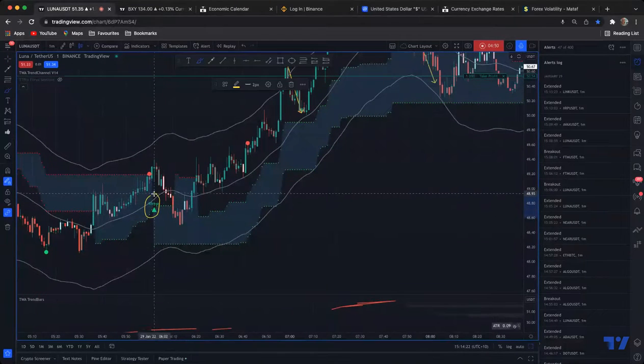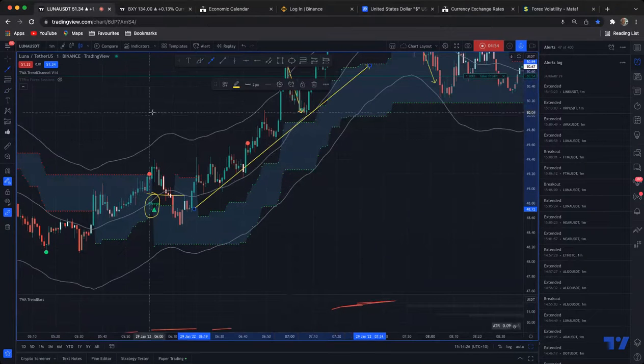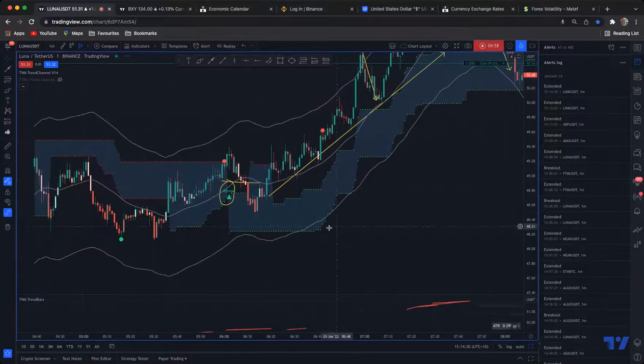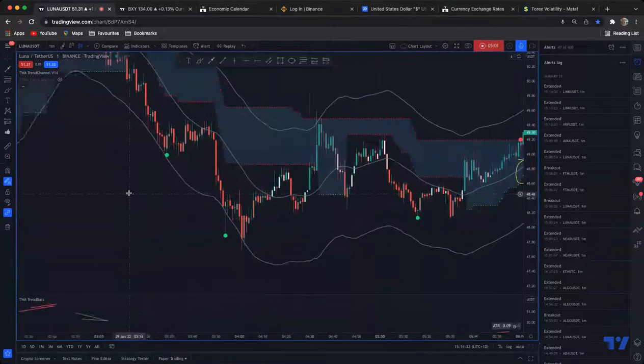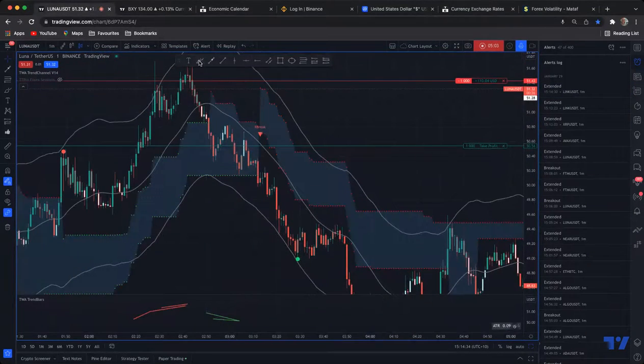There's your signal, retest, and I mean, how many of these would you not take? Honestly, we can go back 10. We'll probably get about 100% win rate with this. And there's the breakout. Look at that.